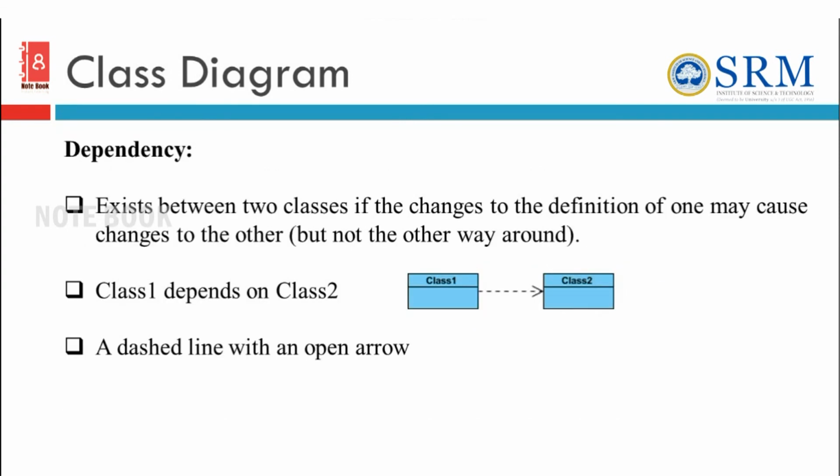Then dependency. Dependency exists between two classes if changes to the definition of one may cause changes to the other. Class 1 depends on class 2. Here in the example two classes are given, class 1 and class 2. Here class 1 depends on class 2. The relationship is represented as a dashed line with an open arrow.